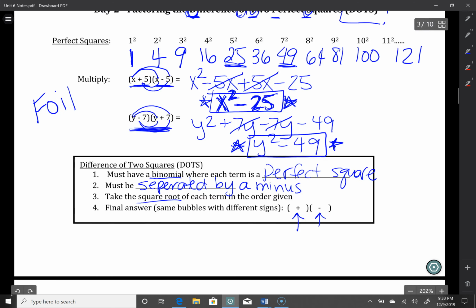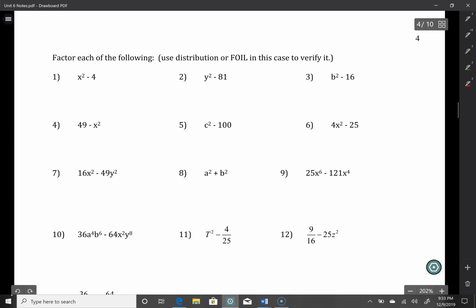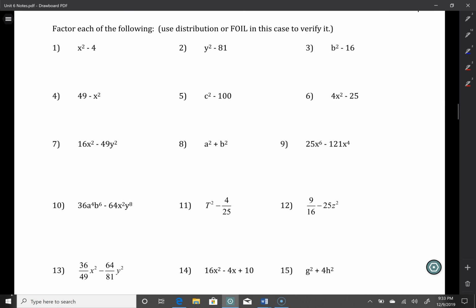So if you look at the two examples that we FOILed out up at the top here, in the first example we had a plus sign in the first one and a minus sign in the second one. And in the second example, we had a minus sign and then a plus sign. So the order did not matter. The result will come out the same. So very, very easy strategy and procedure today.